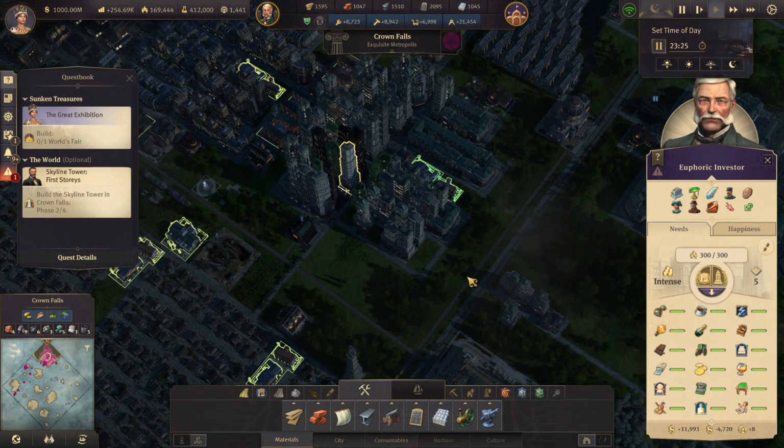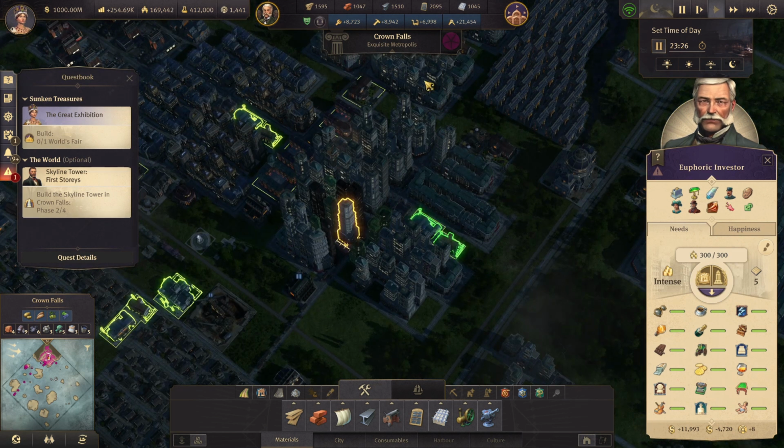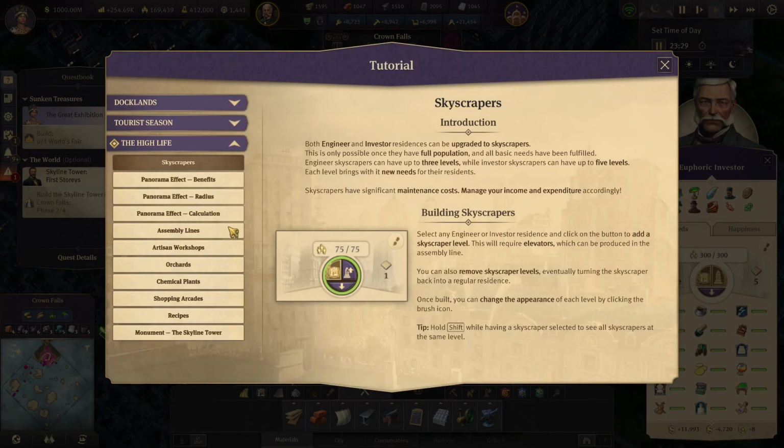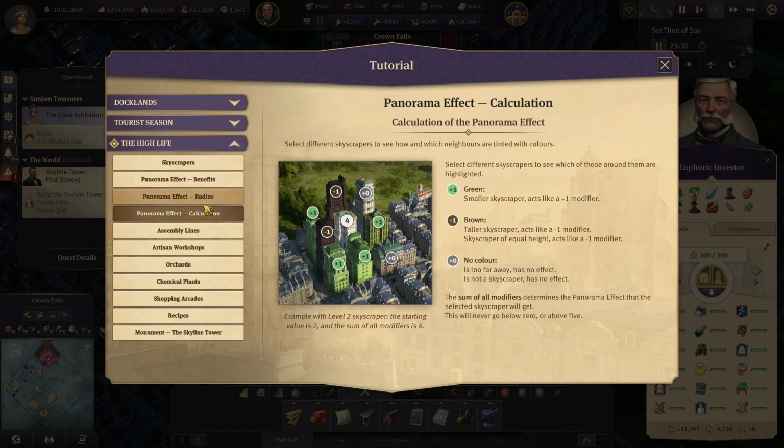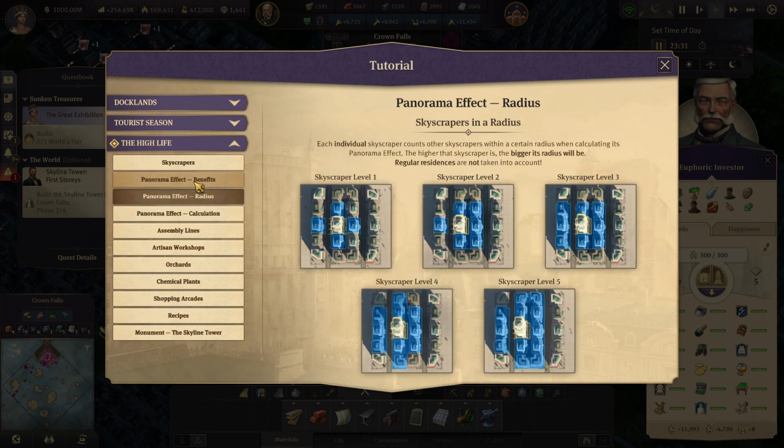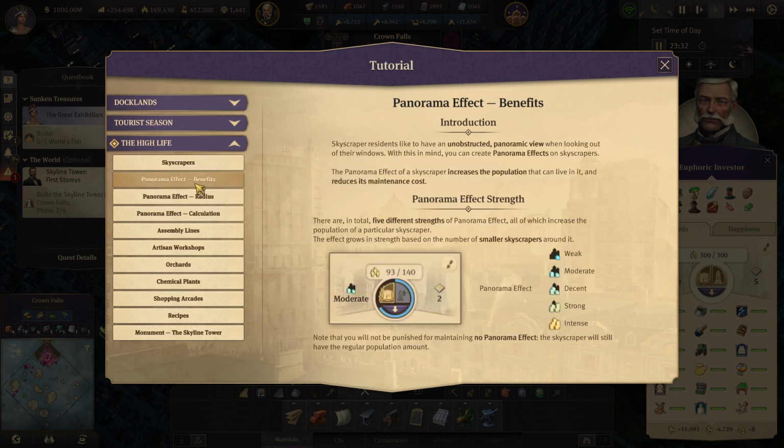So this is definitely around the panorama effect. Do you still have any questions on the panorama effect that maybe I didn't cover? I think I covered everything that is described here. So if you have a question, don't hesitate to share it in the comments below.